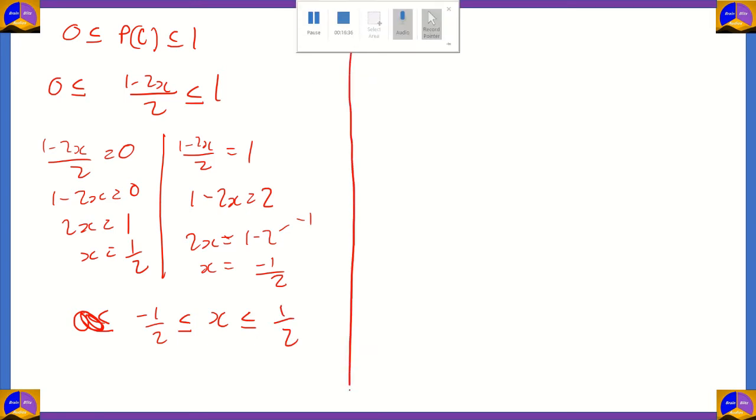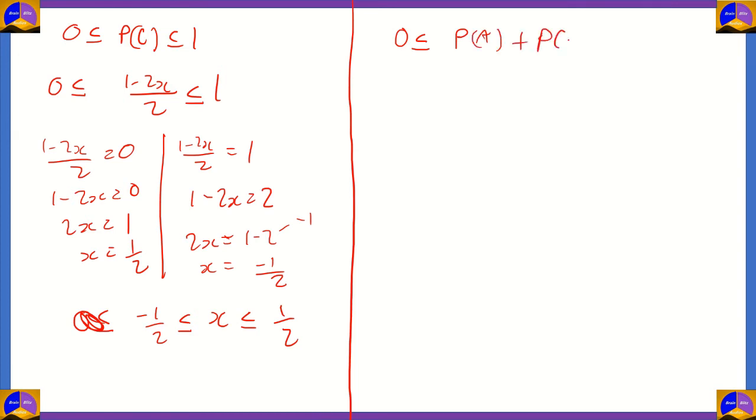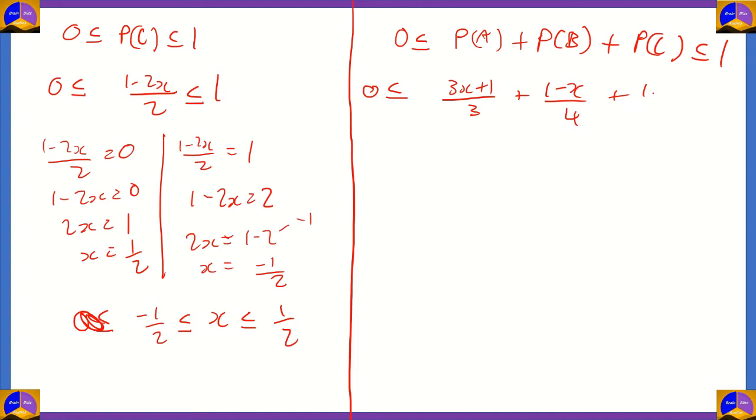So now you found the intervals for x in P of A, P of B, and P of C. You need to find this for one more value as well. That is the sum for all of these equations. So 0 less than or equal to P of A plus P of B plus P of C less than or equal to 1. So that means 0 less than or equal to (3x plus 1) by 3 plus (1 minus x) by 4 plus (1 minus 2x) by 2 less than or equal to 1.